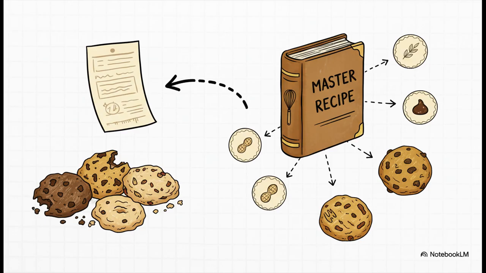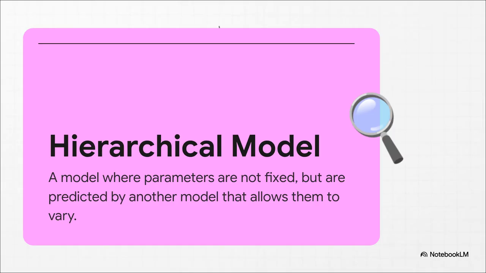A hierarchical model, on the other hand, is like having a master cookie recipe, but with specific, built-in adjustments for each different type of cookie you want to make. And that's pretty much exactly what a hierarchical model is. You still use the core ideas from the Farquhar model, but its key numbers, like that maximum rate of photosynthesis we talked about, they're not fixed anymore. Instead, those numbers are allowed to change, and they're predicted by a whole second model that takes into account all those real-world factors causing the variation in the first place.